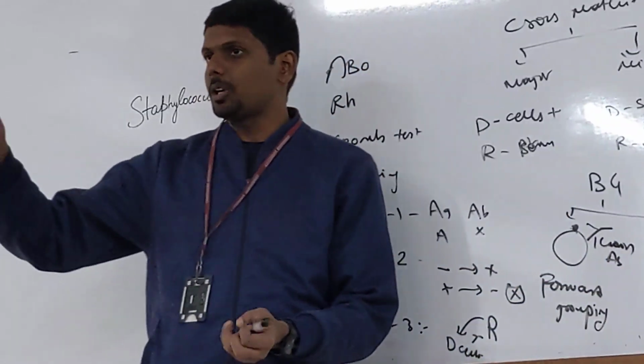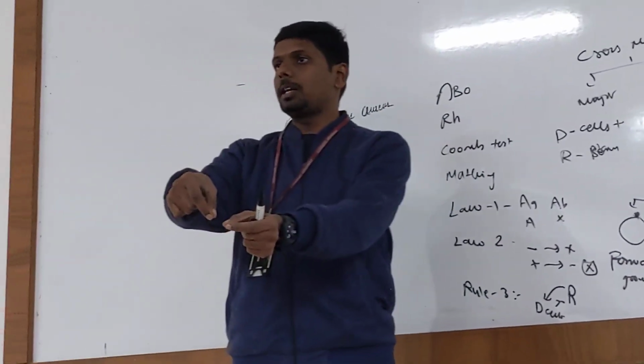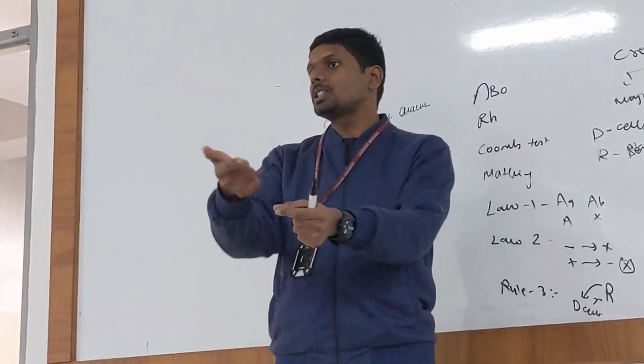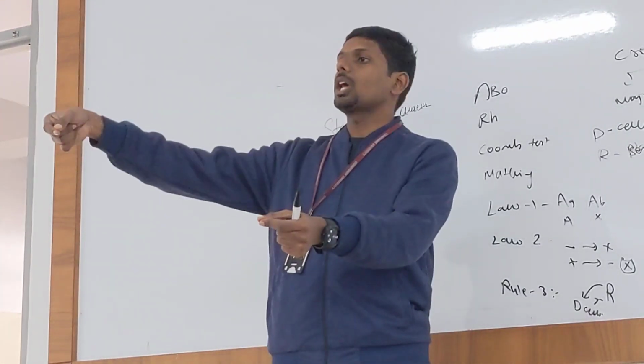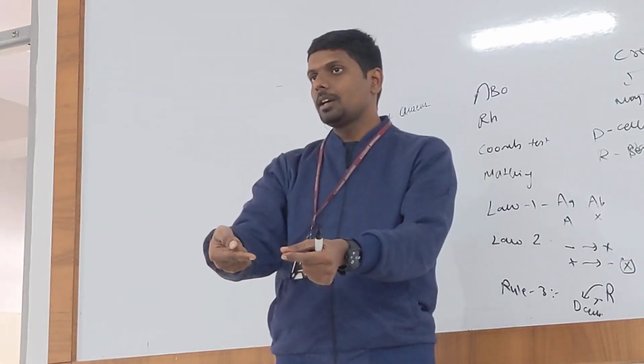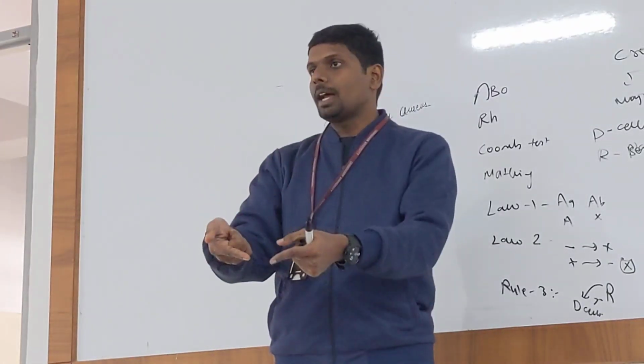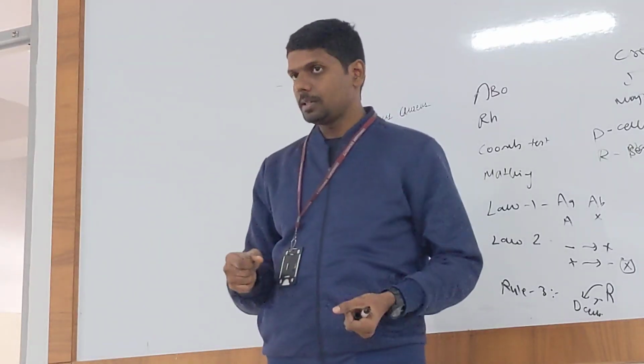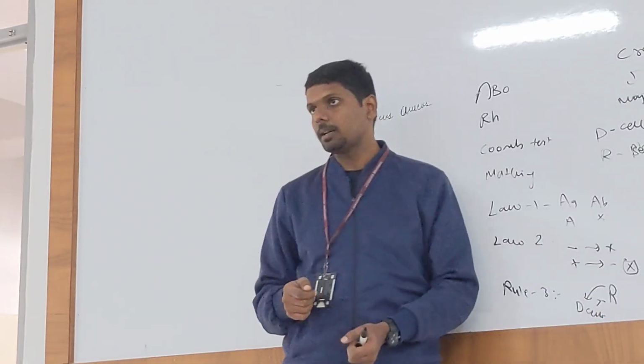I will take A antibody and add it to the blood. If there is a reaction, I can understand there is an A antigen. I have taken a B antibody and added it. If there is a reaction, B antigen is present. So I am detecting unknown antigens with the help of known antibodies. That is called forward grouping.